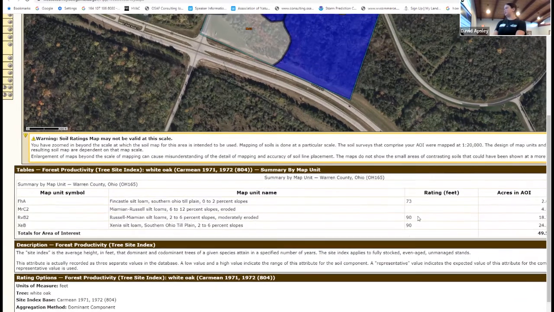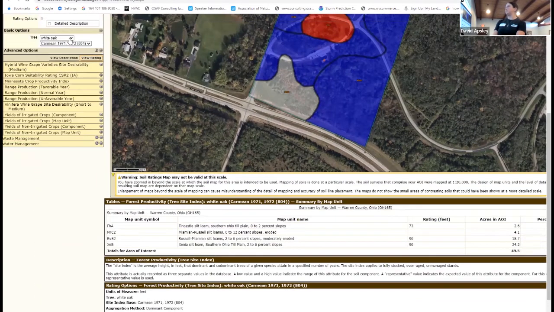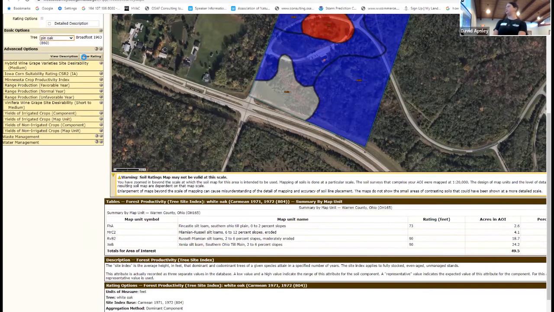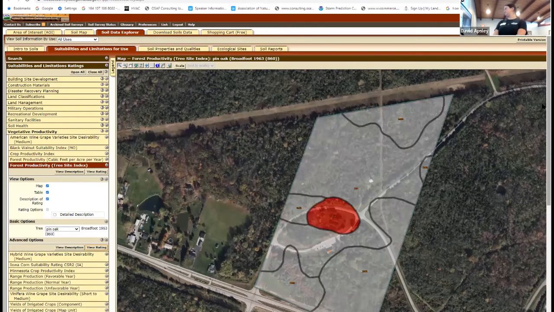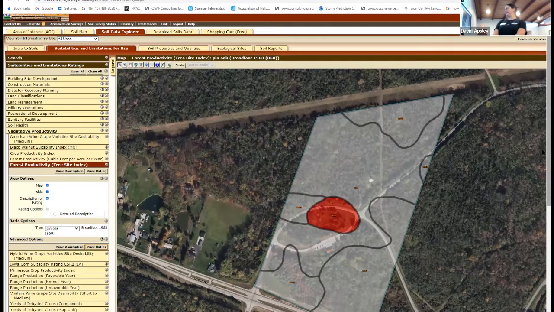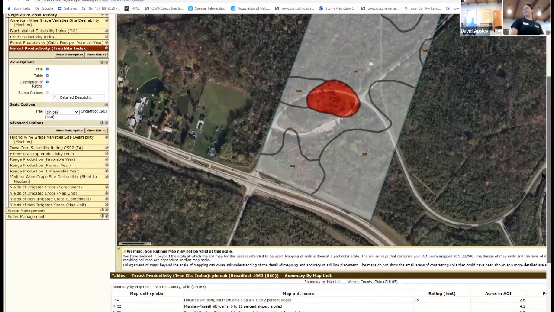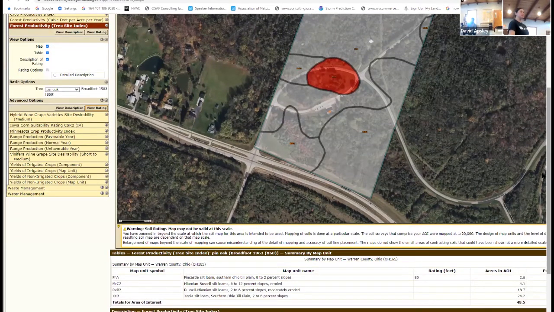If we change our tree, and let's go ahead and look at Pinnoc. That changes our number. That number, by the way, means how tall that species should be able to get in 50 years on that site. So if it's a 73 and you planted a white oak, then the data says on average they'll grow to 73 feet in 50 years. So they all have a base age of 50 when we're looking at that. Now I told it Pinnoc. One soil is poorly rated, the others, you shouldn't plant it at all.